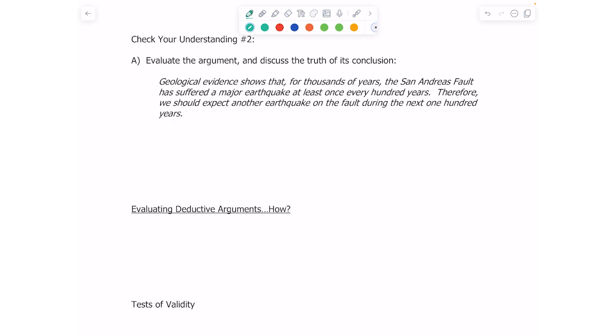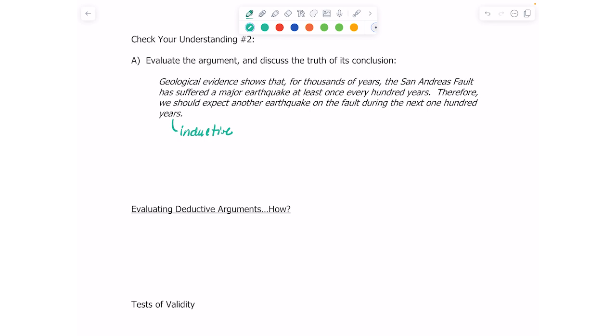First of all, what type of argument is it? Inductive or deductive? Okay, it is inductive. And this is because it cites many specific past events. Okay, and what do you think about the truth of its conclusion?